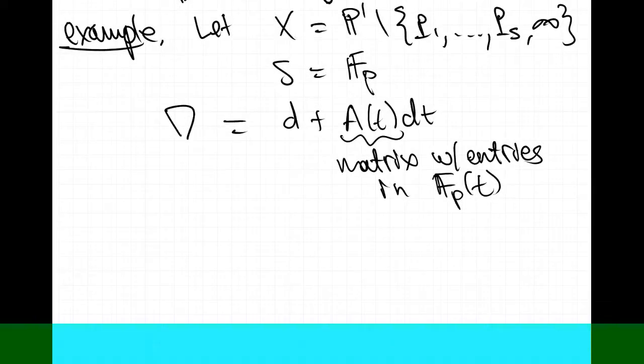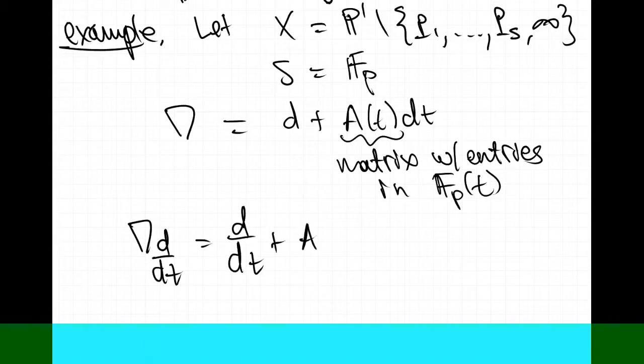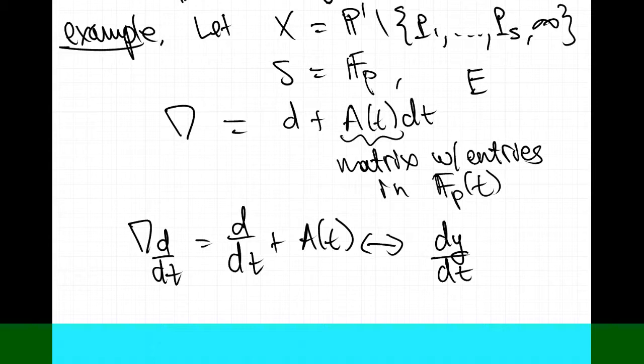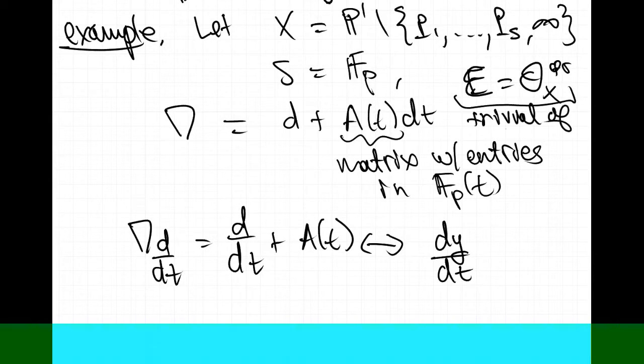So this means that the covariant derivative here just looks like d/dt plus A(t). And so this really corresponds to the differential equation dy/dt equals minus A(t) y. Oh, I forgot to say what bundle this was on. So E in this case, or I did it with a curly E, was O_X to some power. So this is the trivial bundle of rank r.